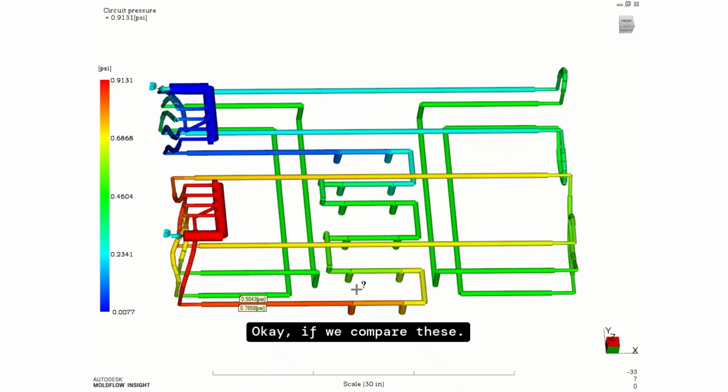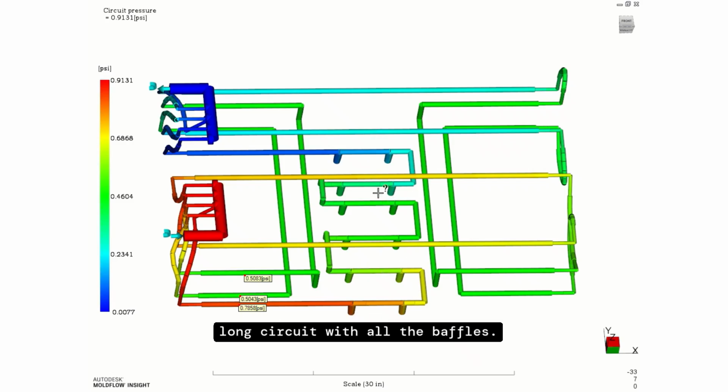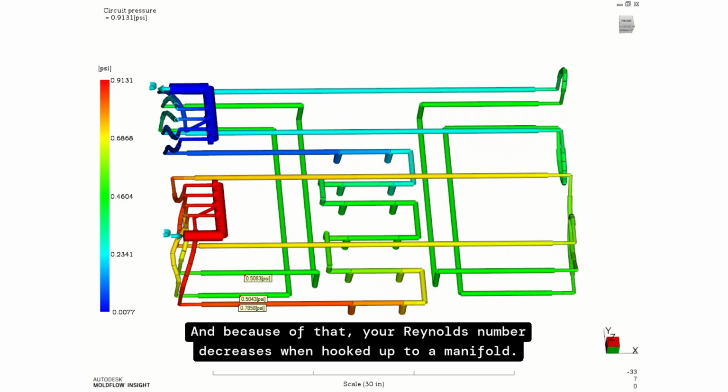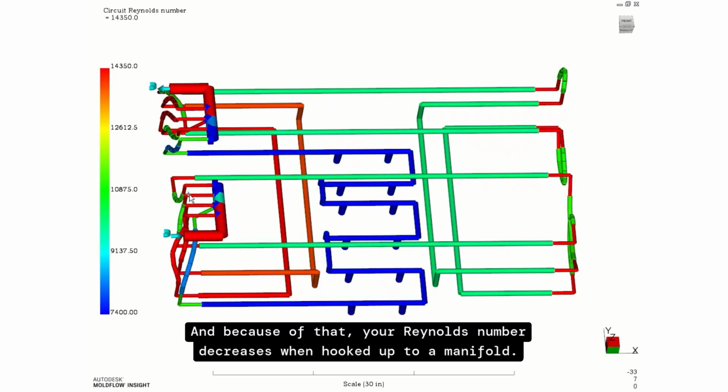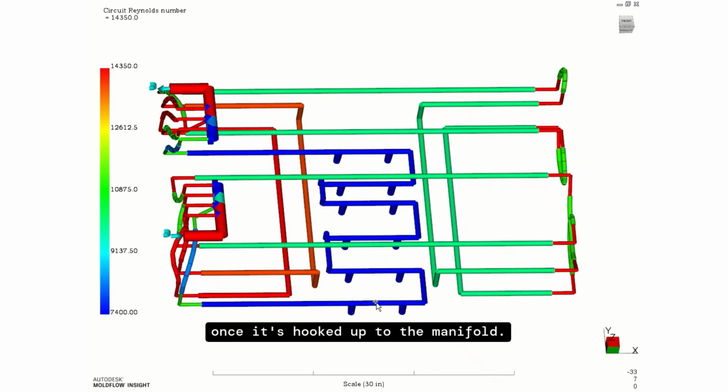Okay, if we compare these, there's a significant increase in the pressure requirement for the long circuit with all the baffles. Because of that, your Reynolds number decreases when hooked up to a manifold. So is your cooling efficient when it comes to your circuits once they're hooked up to the manifold?